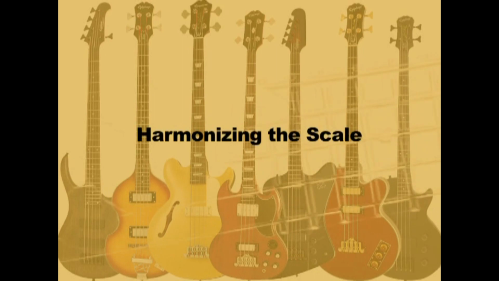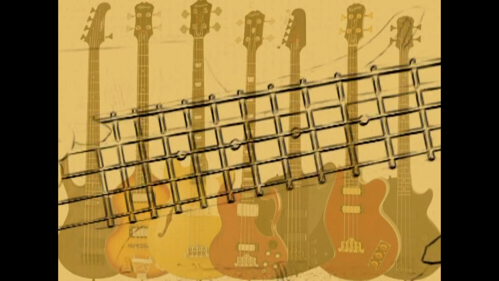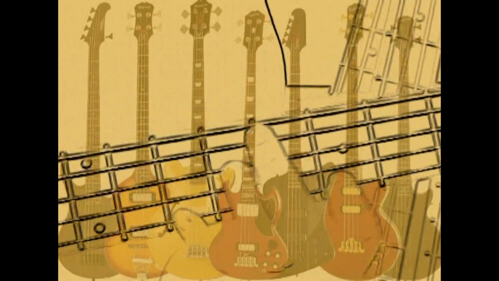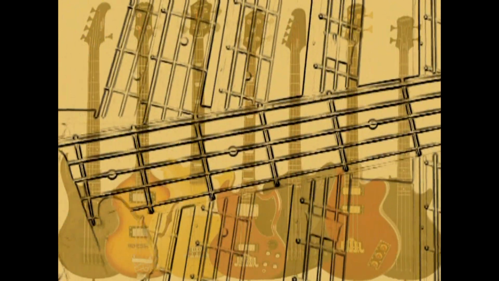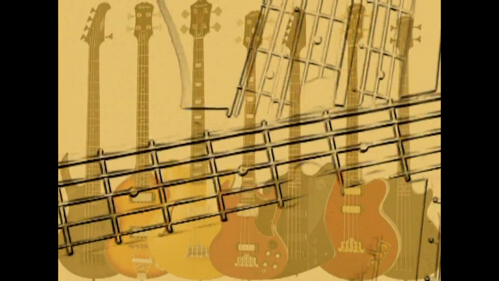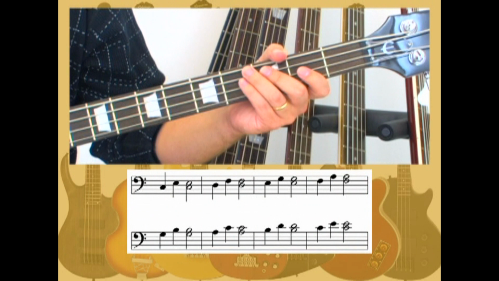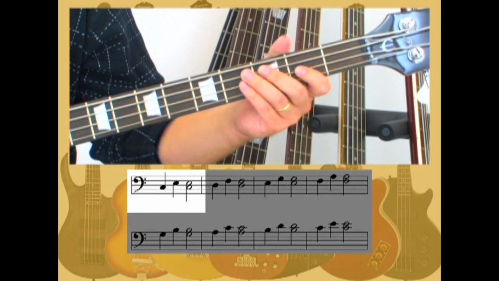Earlier we applied each interval quality to our scale notes. Here we will harmonize each scale note, which means we will only be using scale notes for these exercises. Since the second harmonies require an uncomfortable stretch, we will skip them and begin with the thirds. Applied to our C scale, which is the same as saying we are playing in the key of C, the first third harmony is major.